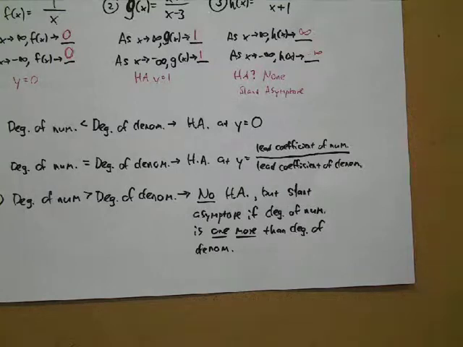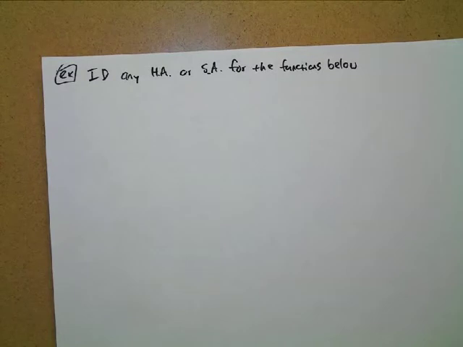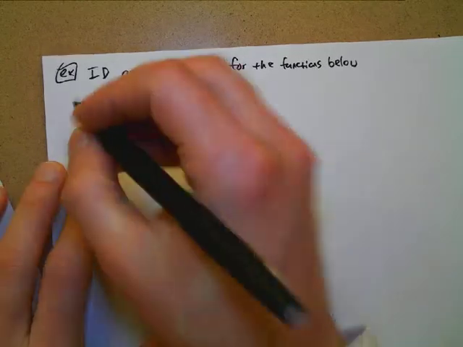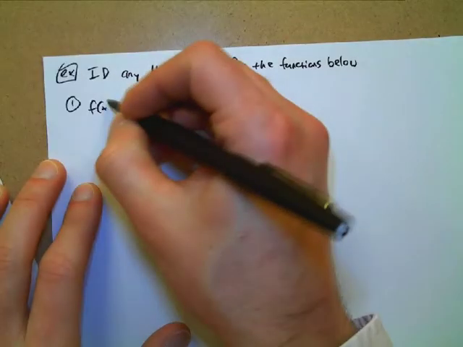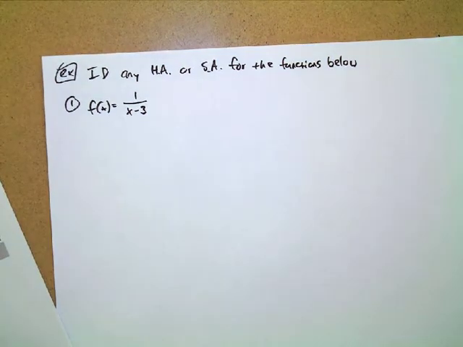Okay, so let's identify any horizontal asymptotes or slant asymptotes for some of these functions here. Okay, we'll just do a couple examples. So, f of x equals 1 over x minus 3.